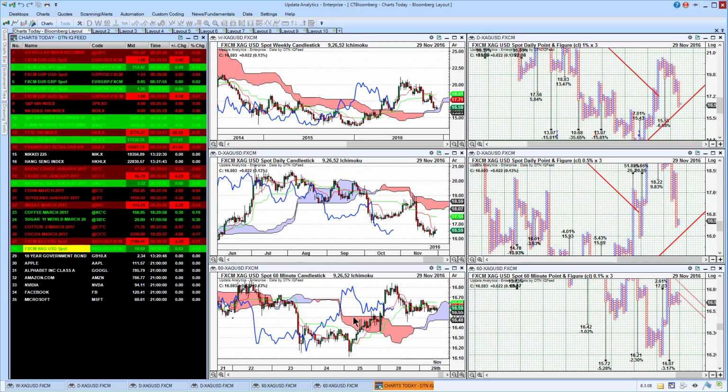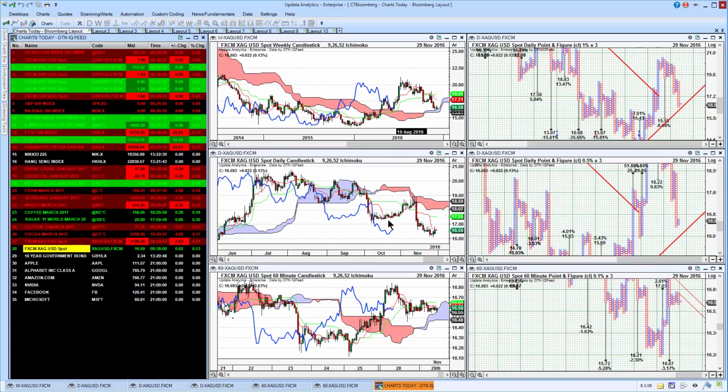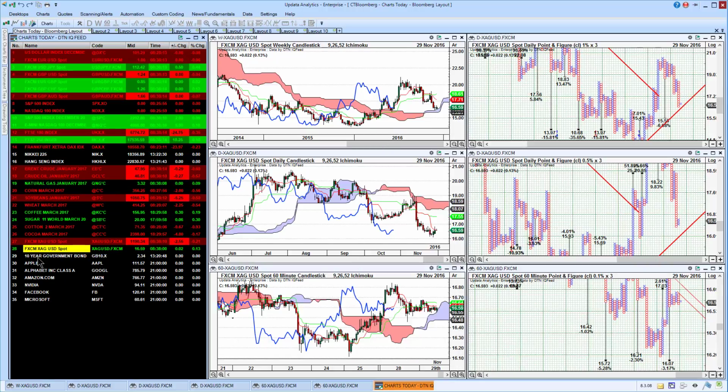Silver looking a little bit better. Silver tends to lead gold a little bit. We're through on the short-term chart, not on the medium term, but the short-term chart looking good. So maybe we'll just see a turnaround in precious metals.